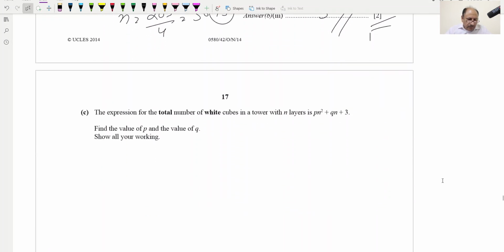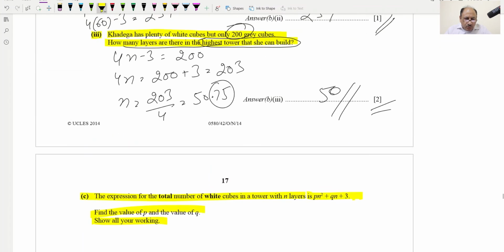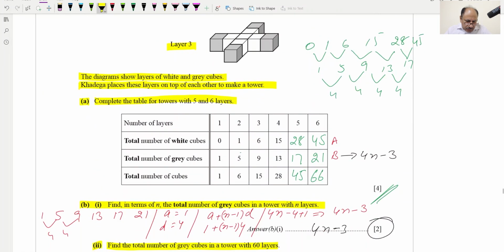Hopefully you understood this. Now part C says the expression for the total number of white cubes in a tower with n layers is this one. In this expression, find the value of P and the value of Q, and show all your working also. So we need to find basically the total number of white cubes. Total number of white cubes is this basically. So for this sequence we need to find it.